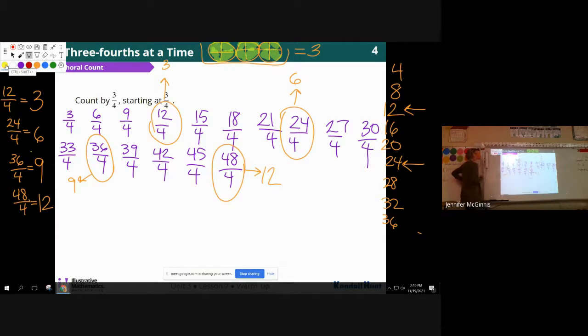What do you notice about this list here in orange? What do you see, Izzy? I see that it's counting by threes. 3, 6, 9, 12. Uh-huh. And what were our numerators counting by? Fours. I mean threes. Yeah, our original numerators were counting by 3s. That's right.